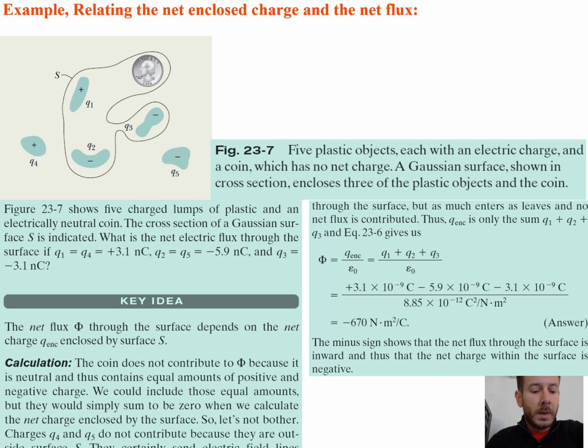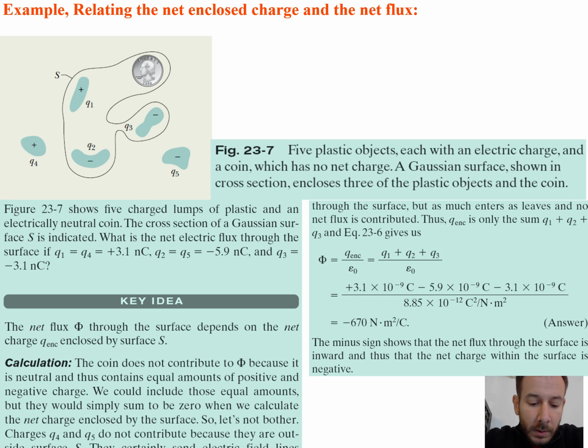So let's do an example. The figure here shows 5 plastic objects, each with an electric charge, and a coin, which has no net charge. The Gaussian surface shown in the cross-section encloses 3 of the plastic objects and the coin. So you notice this is our Gaussian surface marked with the S. It's enclosing 3 of the charges and the coin. 2 of the charges are outside of the Gaussian surface.